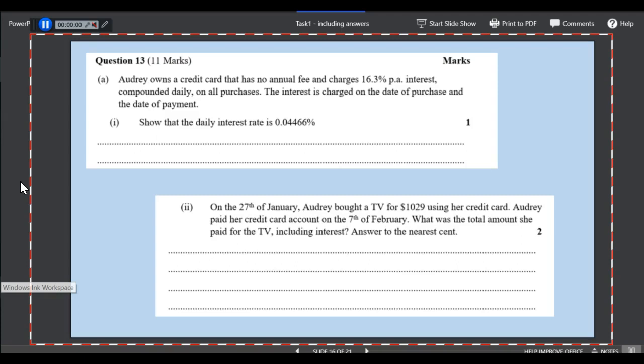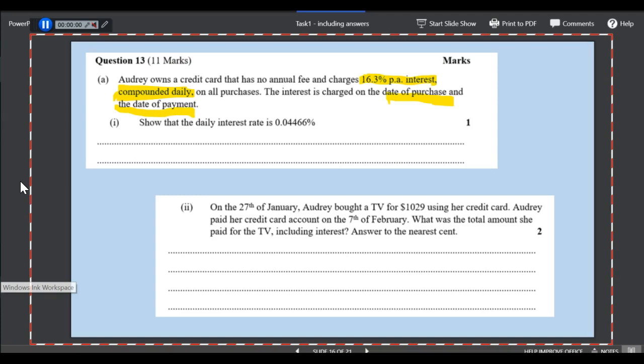Audrey owns a credit card with no annual fee and she's charged 16.3% interest compounded daily. The interest rate is charged on the date of purchase and the date of payment. Date of purchase, date of payment. Show that the daily interest rate is that.